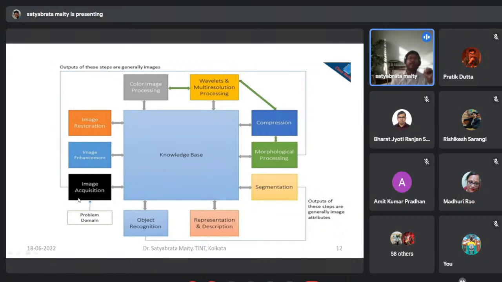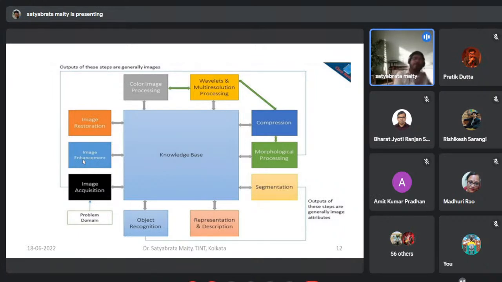Then after getting the images, we try to enhance the image. There are different procedures which enhance the image quality. What is image quality? Say, for example, you have captured some images which are not visualized properly. In such a case, we use certain noise removal algorithms to get a better image.